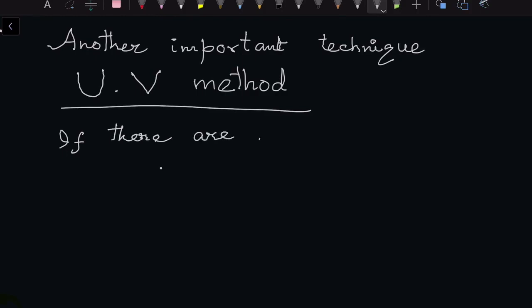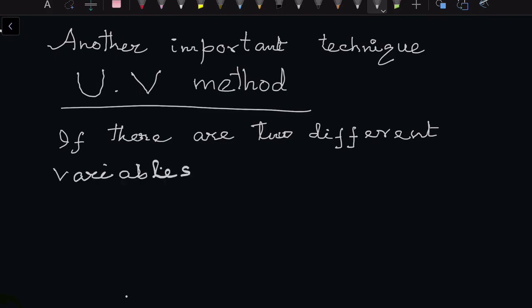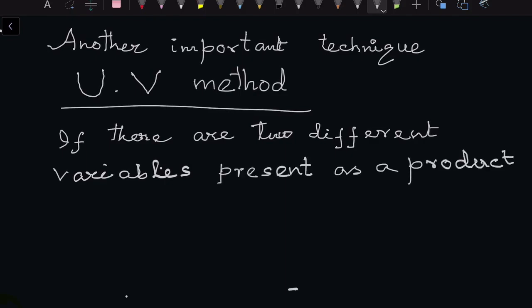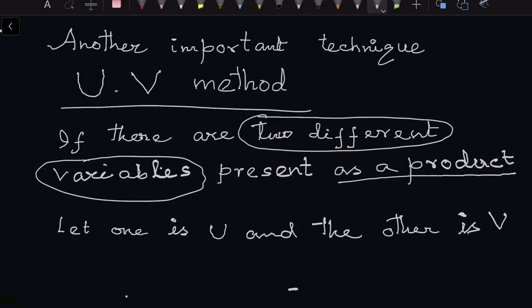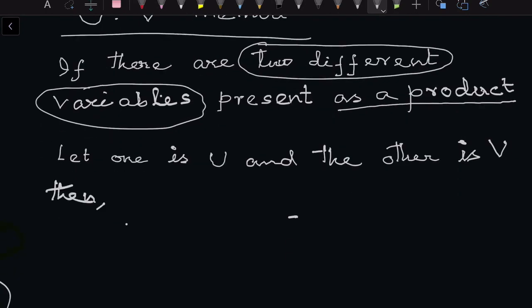What is this UV method? So if there are two different variables present as a product, different variables means, suppose one is algebraic function, another is logarithmic. One is algebraic, another is trigonometric. We'll come to that with an example. Let us understand this. UV method.